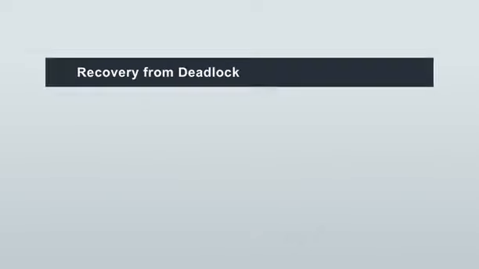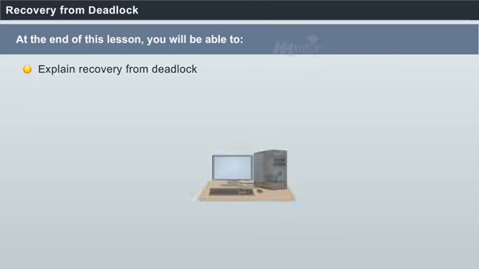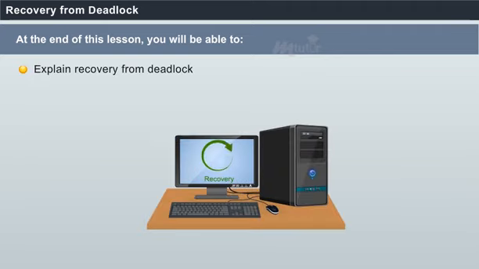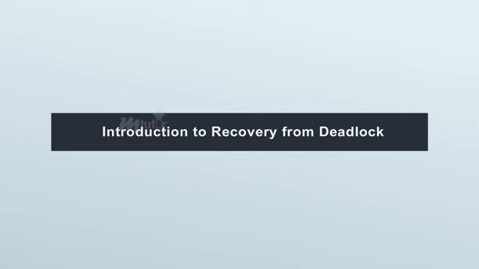Recovery from deadlock. At the end of this lesson, you will be able to explain recovery from deadlock, and discuss process termination and resource preemption techniques. Introduction to recovery from deadlock.